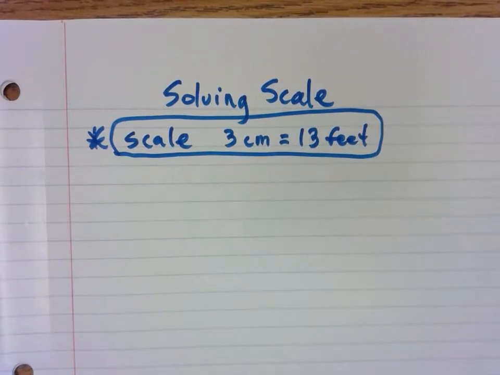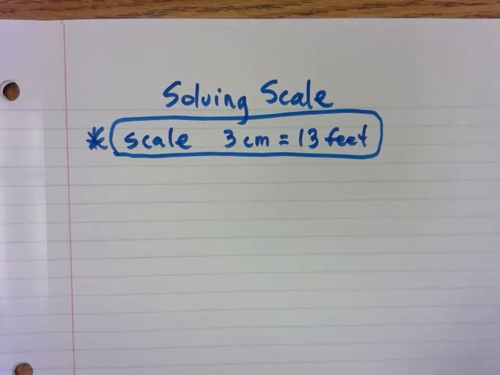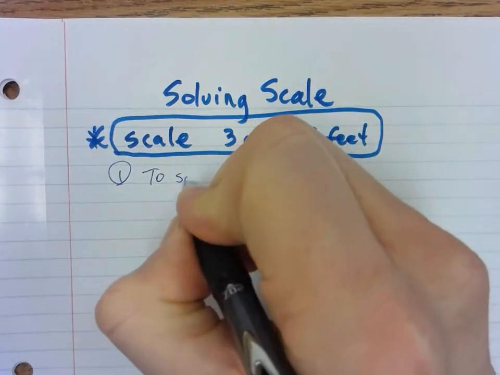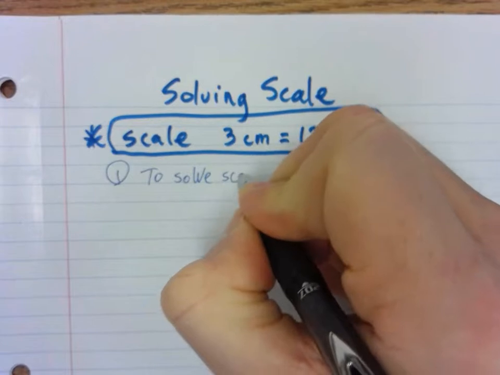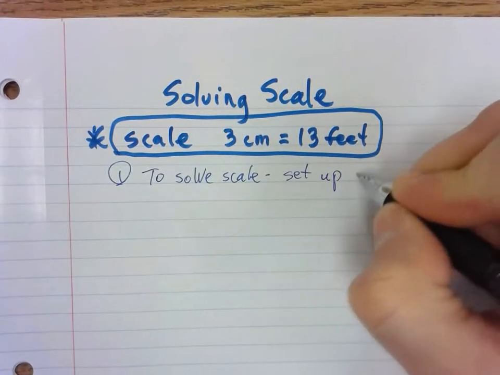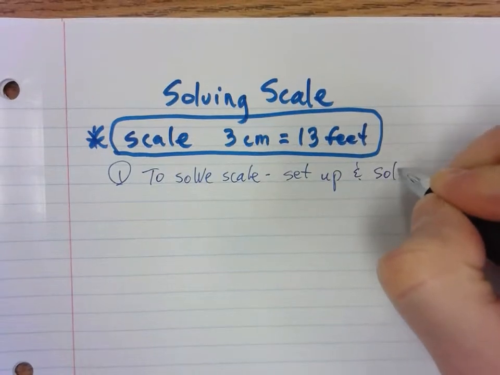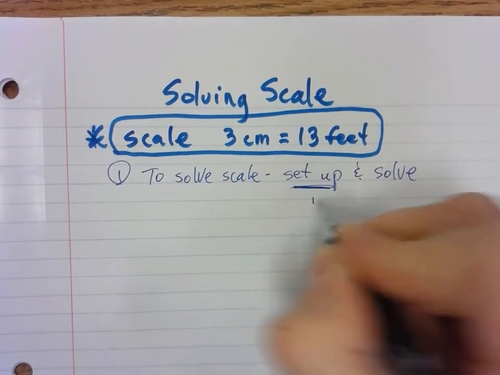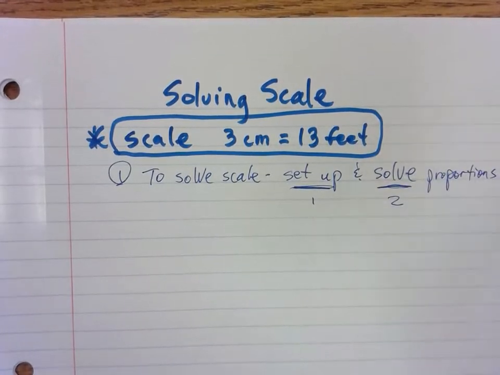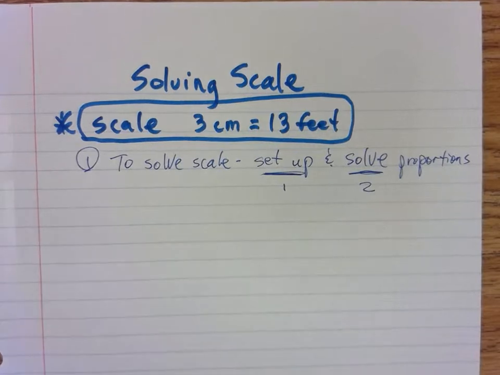Now to solve these, we are going to set up and solve proportions. So to solve scale, you have to do two things. You have to set one up first, and number 2, you have to solve it. So you have to set up and solve proportions.